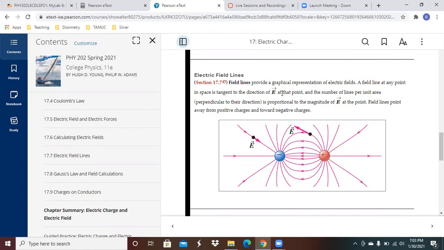A field line at any point in space is tangent to the direction of the electric field at that point. And the number of lines per unit area that are perpendicular to their direction is going to be proportional to the magnitude of the electric field at that point. Field lines point away from positive charges and go towards negative charges, which you can see here. You can see the electric fields are all going to be tangent to the field lines. You can see it here, that particular point, and you can see where they're all flowing from the positive charge to the negative charge.